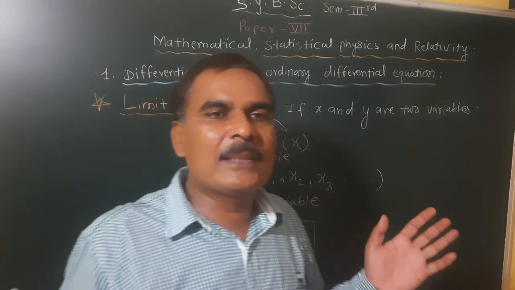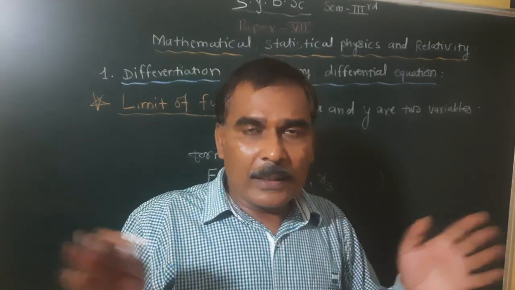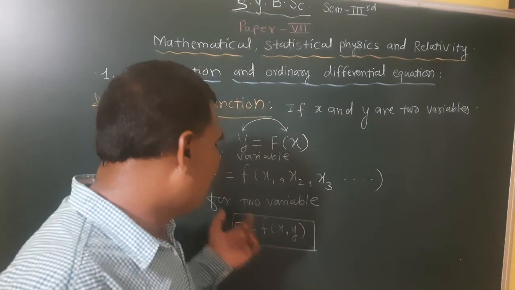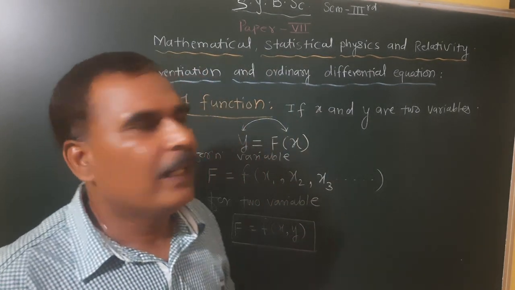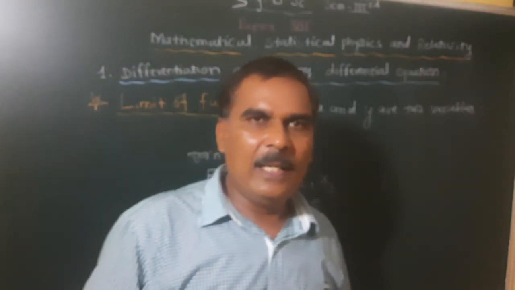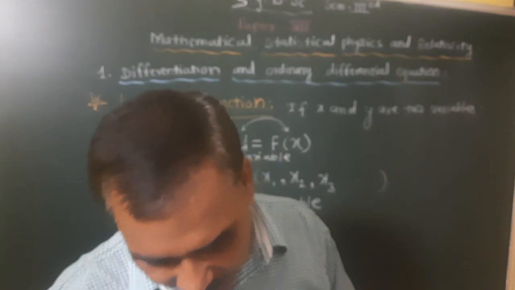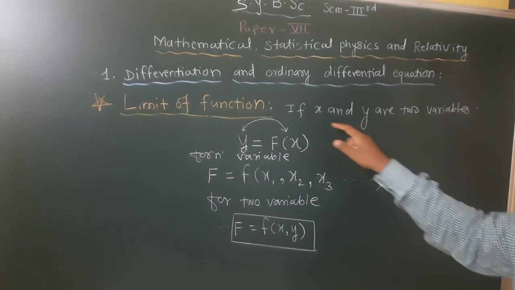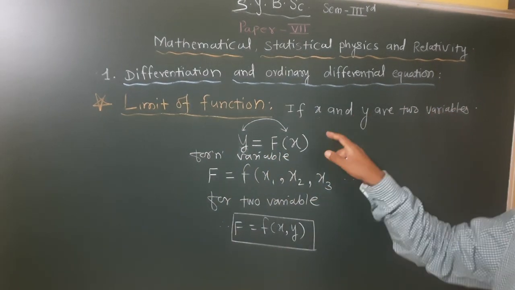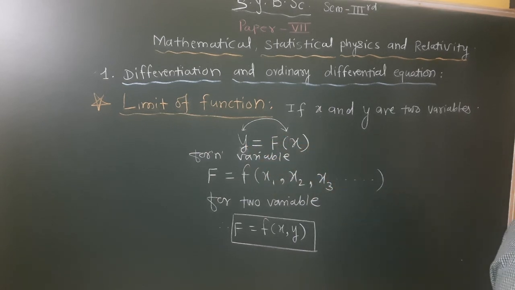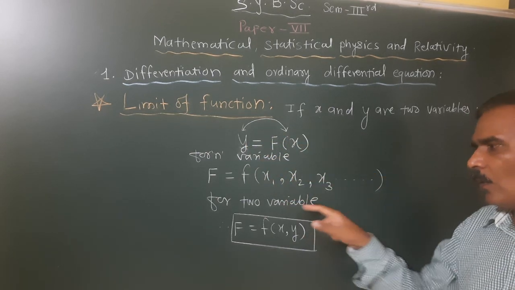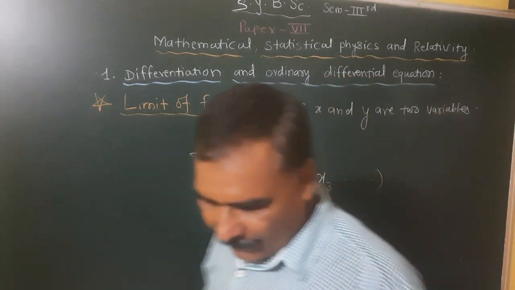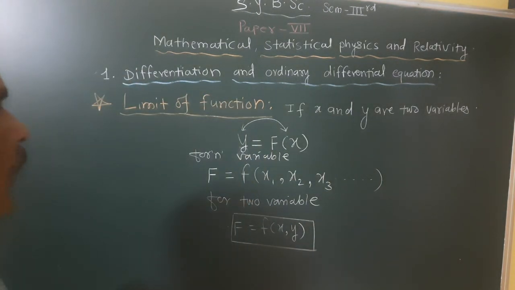And for two variables, say x and y, these are also independent variables. x is the first independent variable, y is the another independent variable. Then we say that function f is equal to f of x, y. This is called the limit of function. And after that limit of function, we consider partial differentiation. For any variable, this is the equation. For two variables, f is equal to f of x, comma y. Write down.